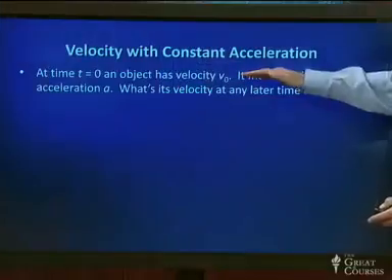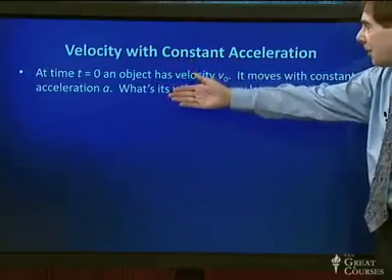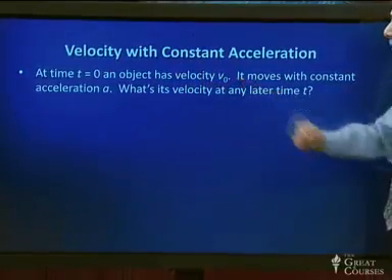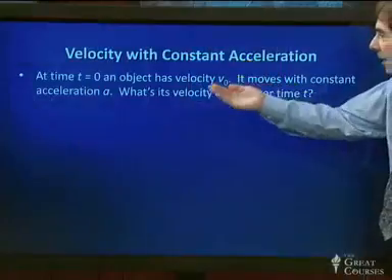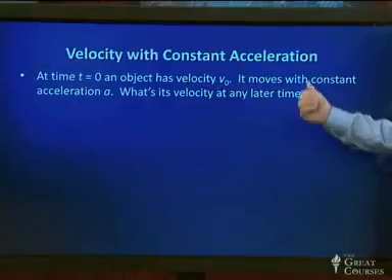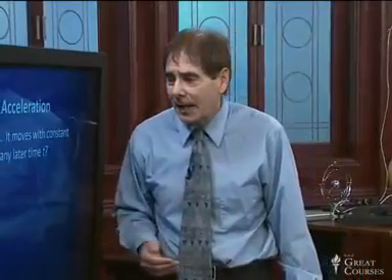So let's begin by looking at how we predict the velocity of an object which is undergoing constant acceleration. So here's a statement of what's going on. At some time, which we'll call t equals 0, our starting time, an object has some velocity which we'll call v sub 0, or I'm just going to say v naught. That sub 0 is a standard mathematical way of writing a starting condition, the initial condition. So at time t equals 0, the object has velocity v naught, and it moves with constant acceleration, which is a. I don't need to put a sub 0 on the a because the acceleration is constant. It's the same at all times. So what's its velocity at any later time?